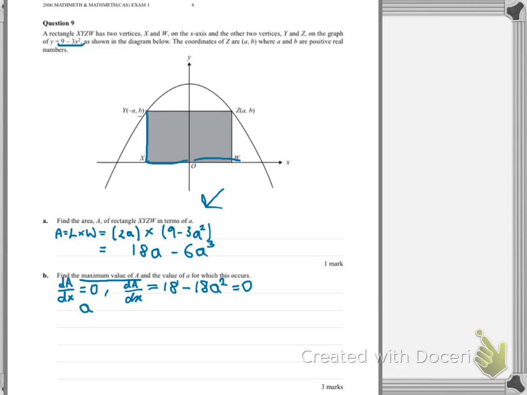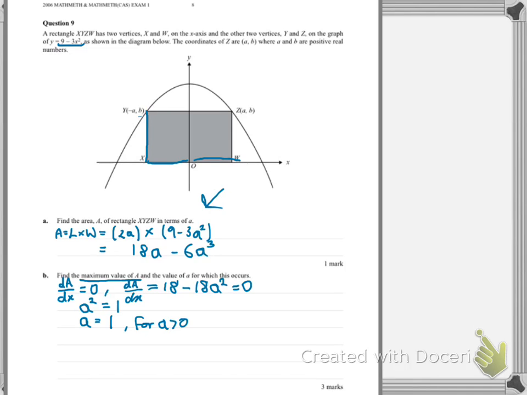There's our derivative, 18 minus 18a squared is equal to 0. Now we go ahead and solve for a, and we get a is equal to 1. Because a squared is equal to 1, and we take the square root, that'll give you a equals positive or negative 1. If you look at the information at the start, way up here, there it is, a and b are positive real numbers. That means a has to be greater than 0, so a is positive 1. It's important to draw on that condition.